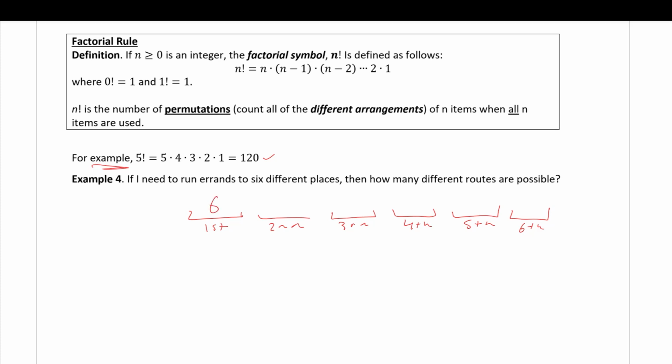Once you've gone to one place, you no longer have to go there anymore, right? So you're now down to 5 choices for the next decision. And then you keep knocking one down. And on the last decision, there isn't really any choice. It's just one choice, right? And again, this would just be 6 factorial. So 6 times 5 times 4 times 3 times 2 times 1 is equal to 720.